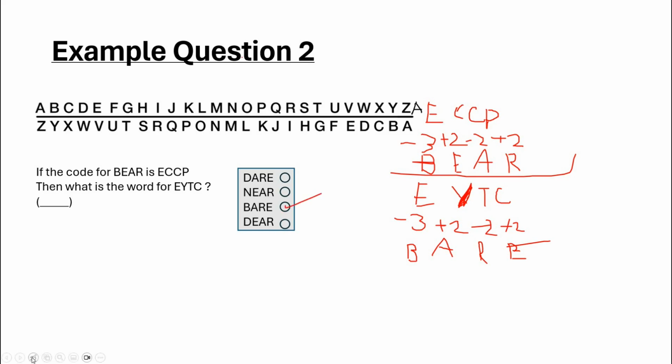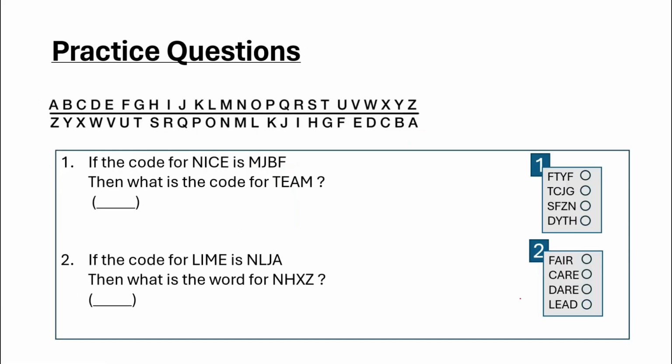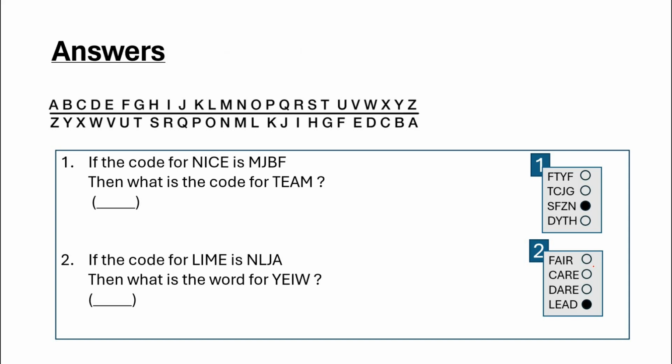Okay. So now it's time for you to test all these new skills that you learnt on 2 questions. Pause the video and take as much time as you need. Okay, here are the answers. So the answer to the first question is SFZN. So how we solve this is we know that the code for nice is MGBF. We have to try to find the code for team. So because we're asked to find the code, we're going to write the word first.